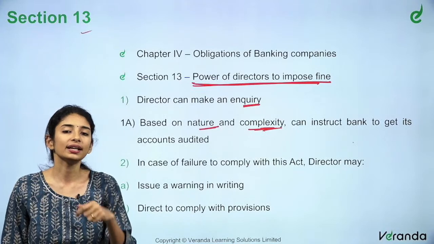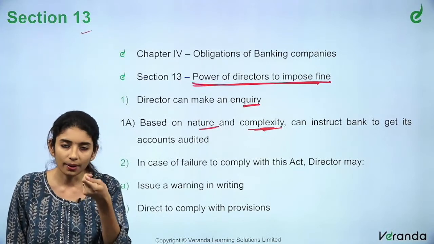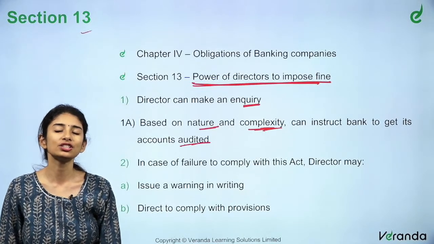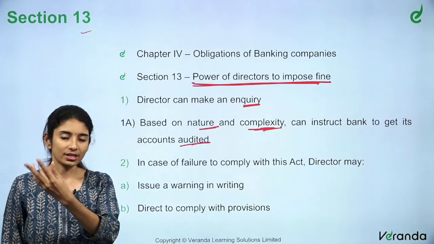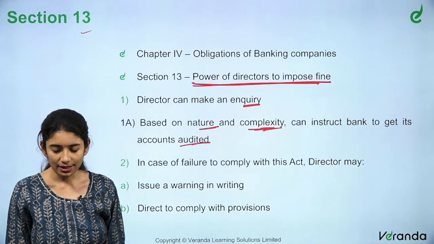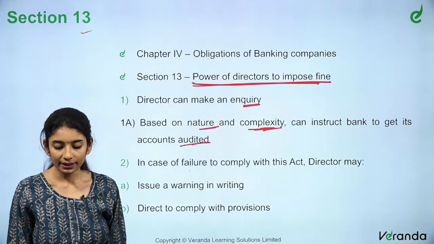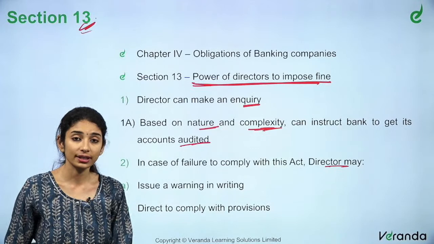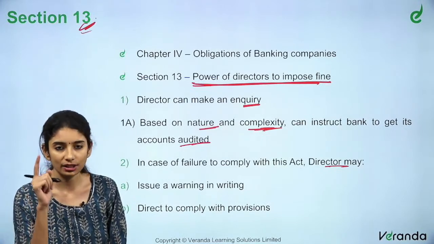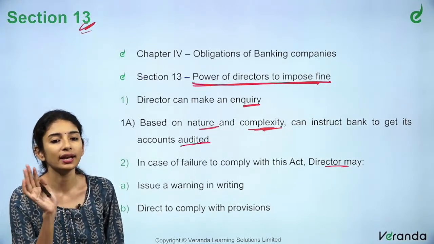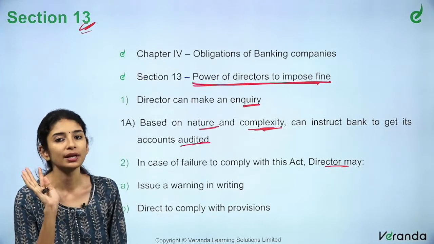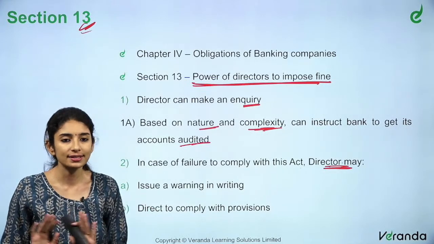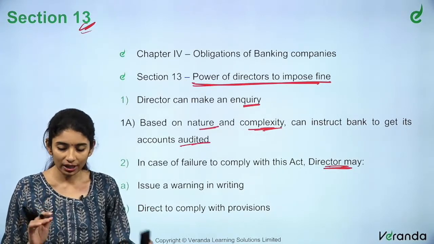Now if they find the transaction to be complex in nature, what they can do is instruct an auditor to get the accounts audited. This auditor is a chartered accountant suggested and appointed by the central government. In case of failure to comply with this act, the director may act. So in section 13, suppose the director is asking you for some question, but you say, no, I'm sorry, who are you to ask me any question? I am not going to give you any information. I can just tell you that this is from a proper source or a legit source.